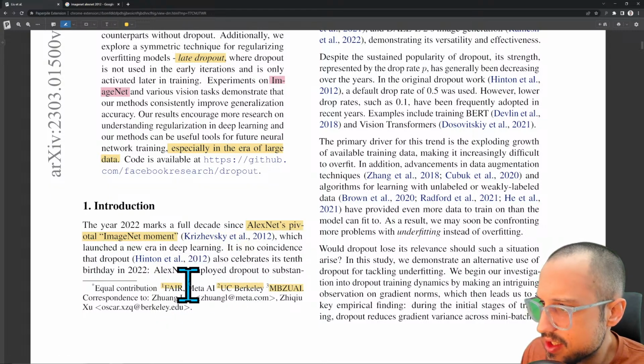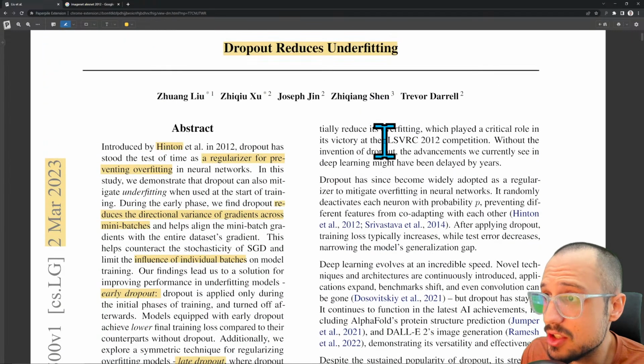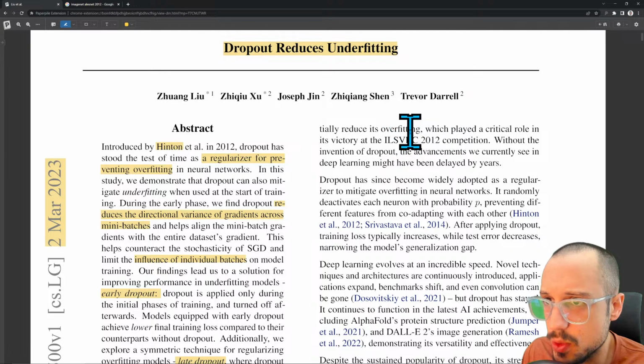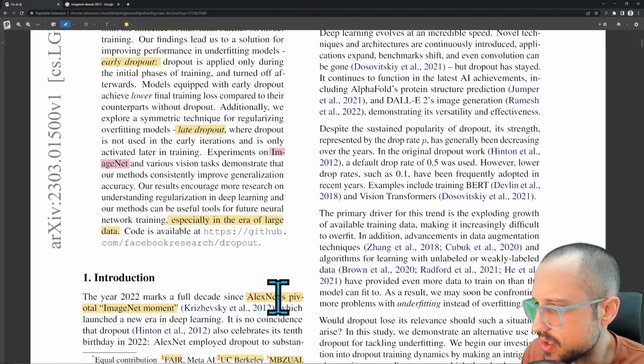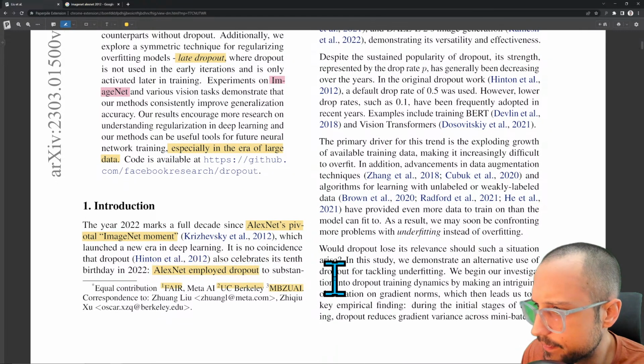It is no coincidence that Dropout also celebrates its 10th birthday in 2022. AlexNet employed Dropout to substantially reduce its overfitting, which played a critical role in its victory at the ILSVRC 2012 competition. So this is interesting. I did not know that AlexNet was one of the first ones to really employ Dropout.